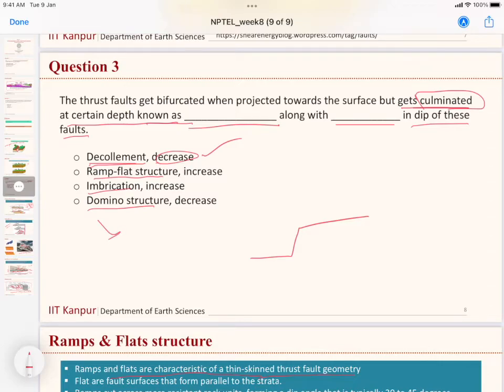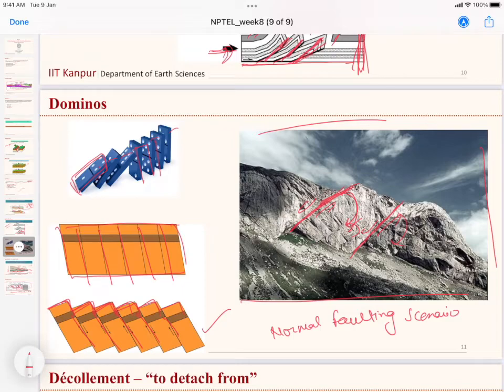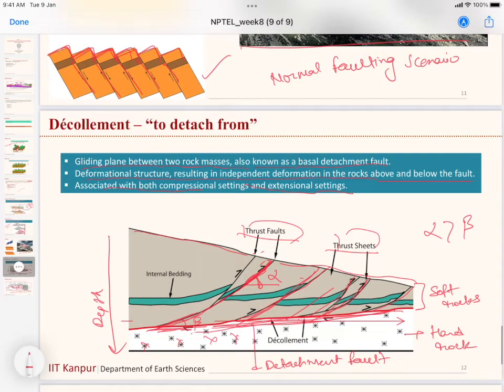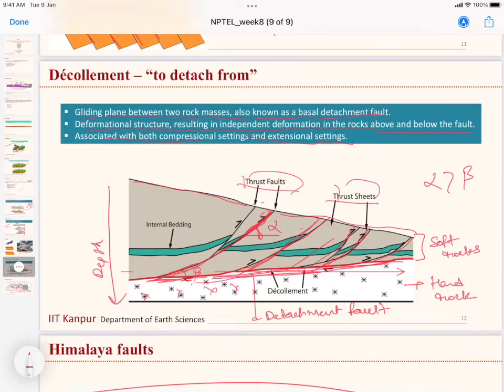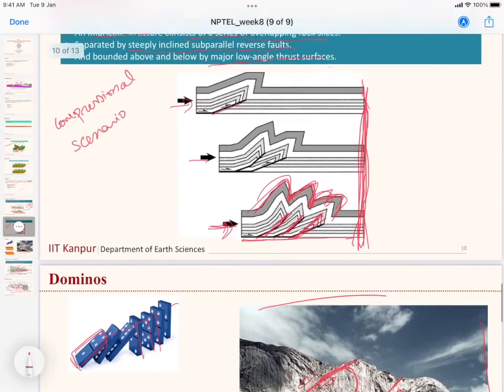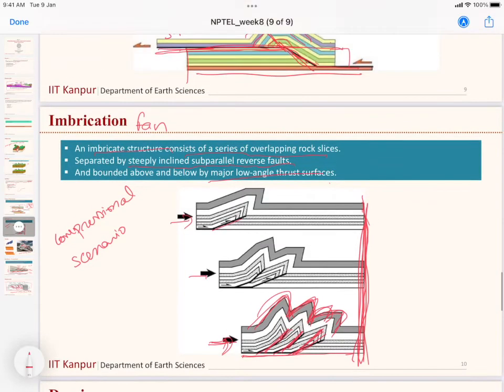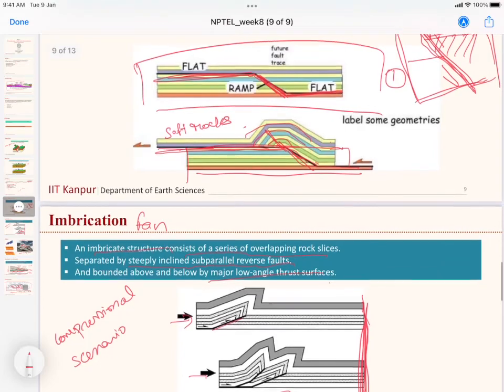For domino structure, relate it with the normal game, dominoes. If you press one, then all will fall back, and you can imagine that image, and if you find that anywhere, like here, then it's a domino structure. If not, then it's not. And this decollement is an important one, so remember this. It can happen in both kinds of scenario, compressional and extensional, but dominoes will always happen in the normal faulting scenario, and imbrication will happen in the compressional scenario. So these are main key features that you should remember, because these can be asked in any exam. So I think I am done.